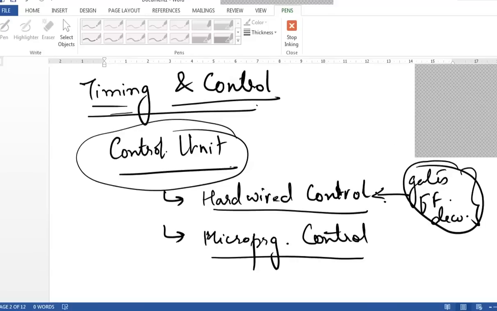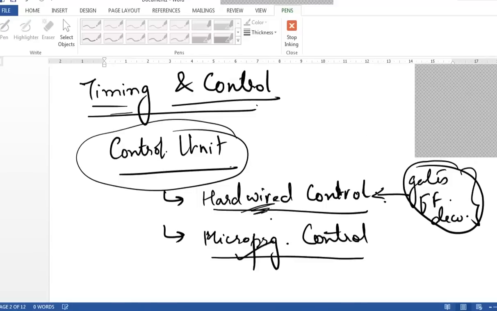But what is the drawback here in hardwired control? Whenever I require any changes in the wiring of components, I'll have to redesign it. I'll have to make lots of changes. Why? Because I have all my physical components here. So it is complex to modify.